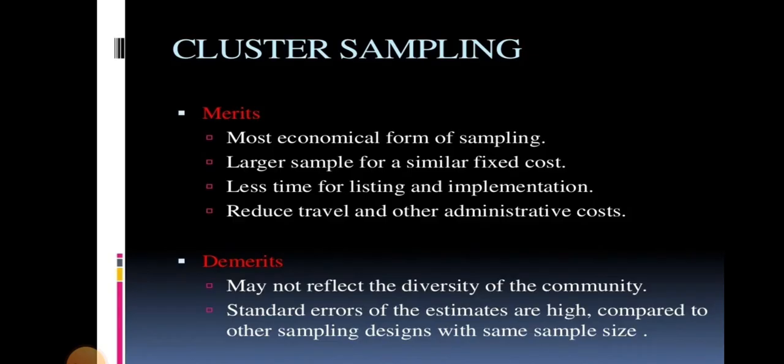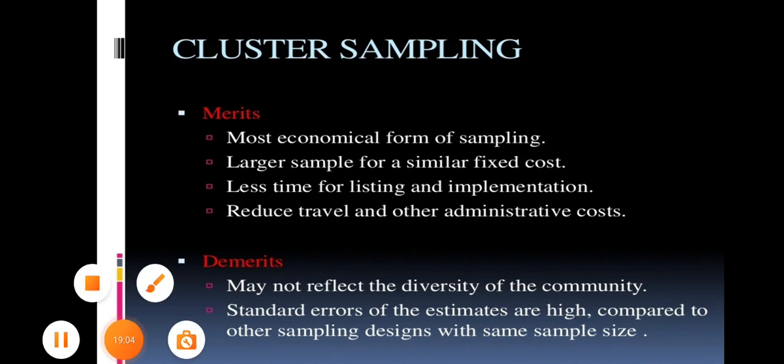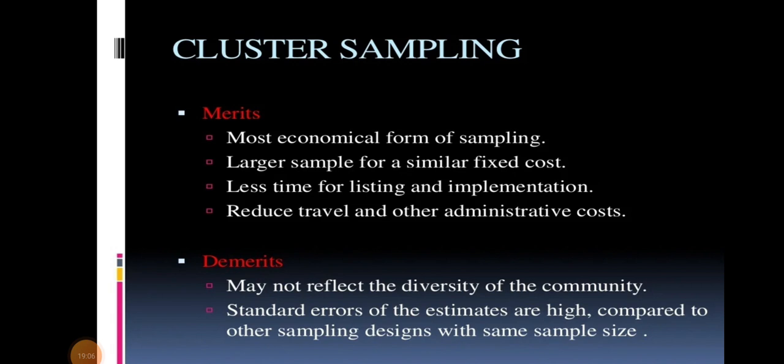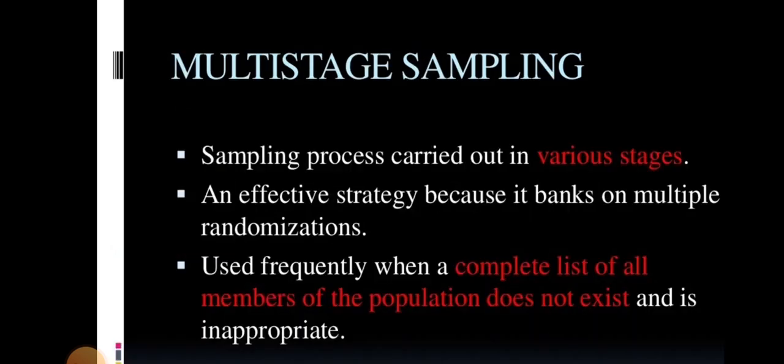So what are the merits of cluster sampling? It is the most economical form of sampling, giving a larger sample for a similar fixed cost. It takes less time for listing and implementation. It reduces travel and other administrative costs. What are the demerits? It may not reflect the diversity of the community. The standard errors of the estimates are high compared to other sampling designs with the same sample size.